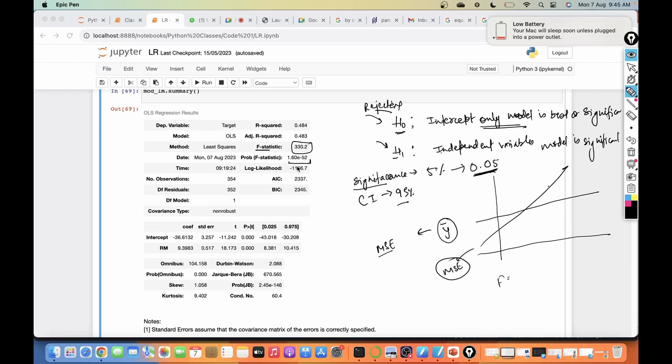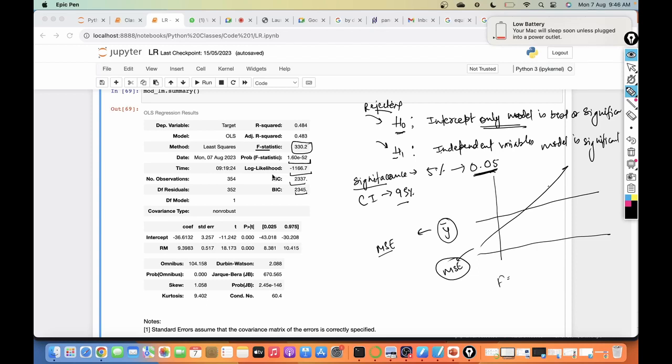Okay, similarly log likelihood was also there, and AIC and BIC. Log likelihood and AIC also help you in selecting the predictor values. Getting my point, everyone? These are the same as the r squared value.